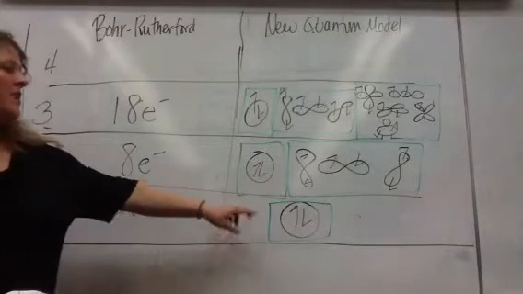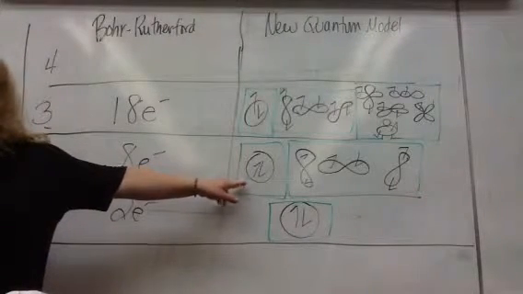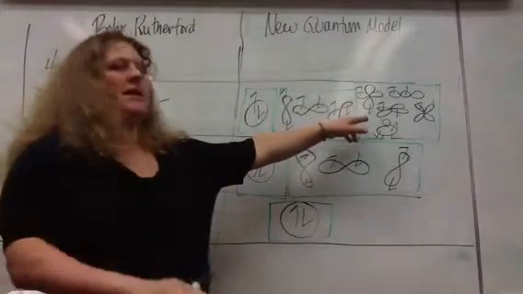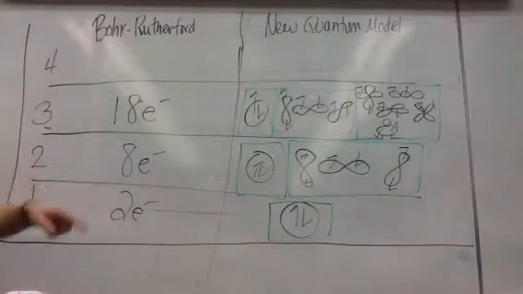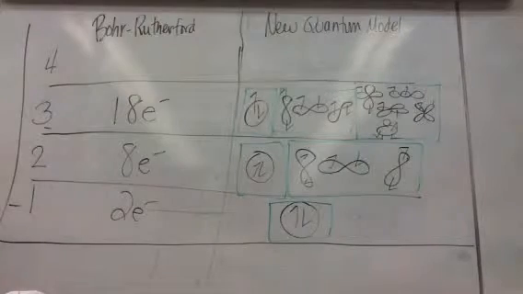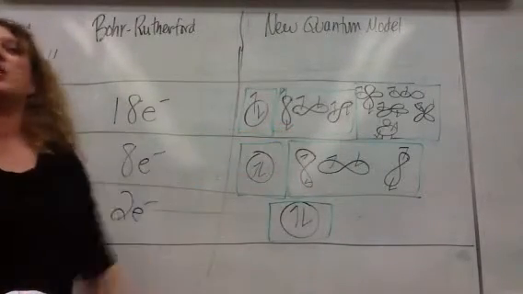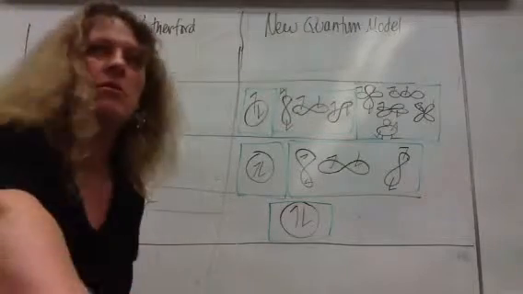So this would be called the what subshell? That's the 2s subshell. This is the what subshell? 3d. This is the what subshell? 1s. Here's the 3p subshell. Yeah. Okay.